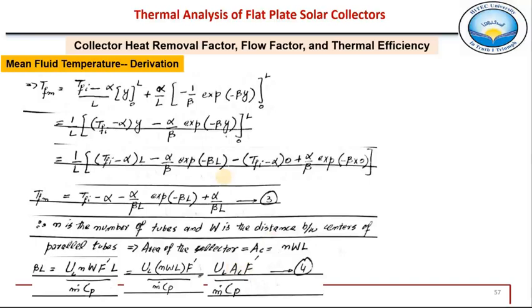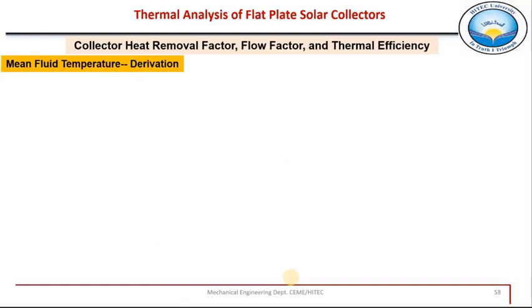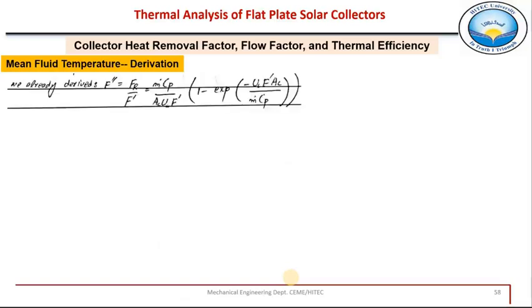So we shall put it in equation 3, but before doing this, we will further do some manipulations, and then we shall come back to equation 3. So remember this equation 3, and now we have one more equation, which is 4. We have also derived this equation of F double dash, the collector flow factor, which is the ratio of collector heat removal factor and collector efficiency factor, and this equation we have already derived.